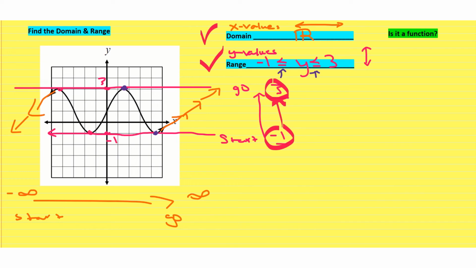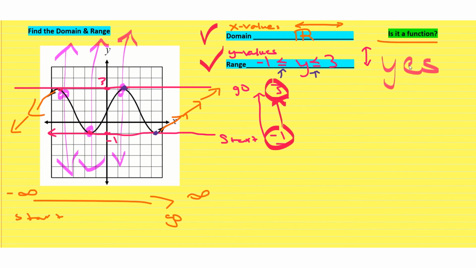Okay, so now let's ask ourselves the question, is this a function? Well, we have to consider the vertical line test. So if I draw a vertical line right there, does it only touch my graph in one spot? Yes, it does. This is going to go on forever and ever. This wave will continue consistently being the same wave forever. So yes, it is a function. It passes the vertical line test.